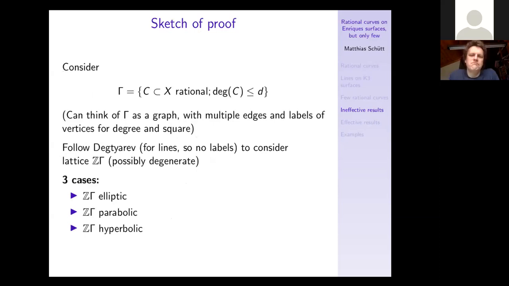So this is what I'll talk about now. And the idea is to just consider this set of rational curves of bounded degree, bounded by D. And then one can think of this as a graph with multiple edges for the intersection numbers. And then each vertex has two labels, namely the degree and the square. The graph is quite useful because in our proof, we were drawing a lot of graphs and trying to sort out configurations. I'll talk very briefly later about that. Now, first of all, we consider the lattice coming from this graph. This is maybe not the kind of lattice that we usually prefer because it may well be degenerate. But regardless of this, it falls into three cases: elliptic, so it's negative definite; parabolic, negative semi-definite; or hyperbolic, where there's exactly one positive space, but no more. And this restriction comes from the Hodge index theorem.